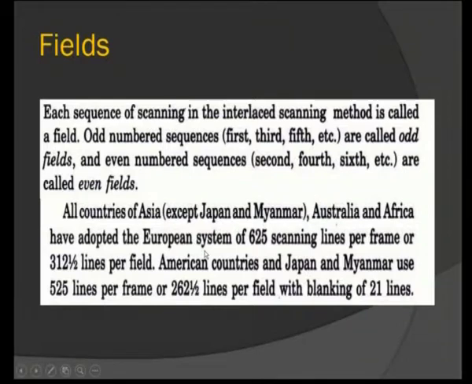And there are many countries using different numbers of lines. So, the European system uses 625 scanning lines per frame, that is 312.5 lines per field, and American countries and Japan and Myanmar use 525 lines per frame or 262.5 lines per field with blanking of 21. Usually 625 is also used by India, and 20 will be the blanking lines.